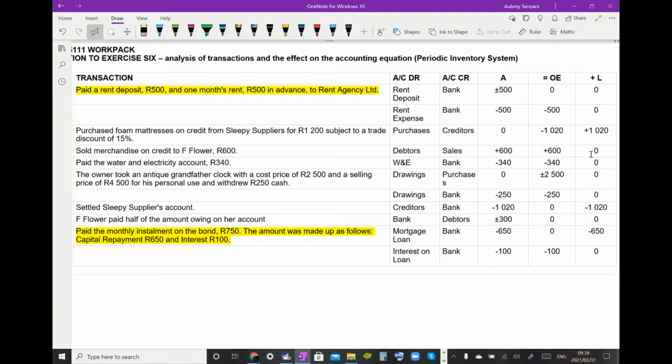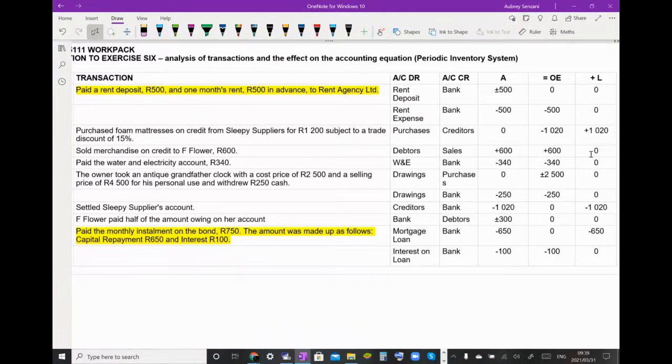We've seen this before. But now, because we don't have a trading inventory account, we use the purchases account. So the purchases account gets debited, and then creditors control gets credited. Purchases is an expense account, so we minus owner's equity, for the amount after the trade discount. And then for liabilities, we just added, because now we owe so much, on the same amount of 1,020 Rand.